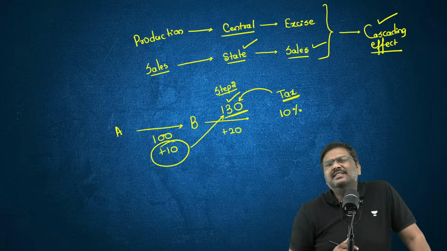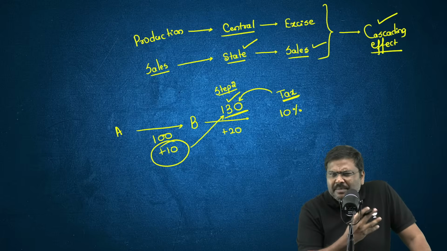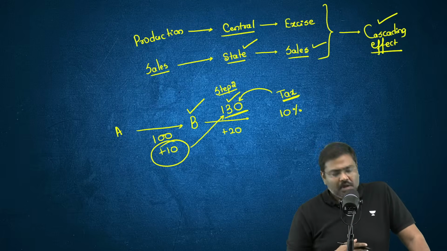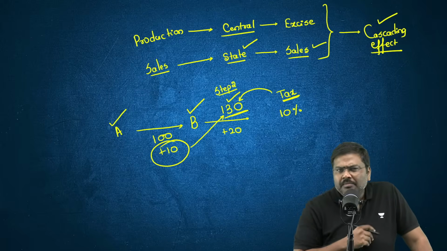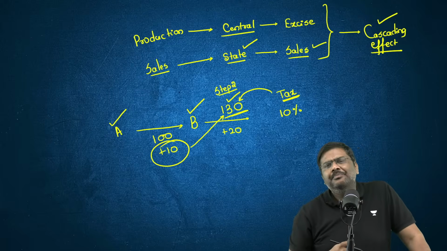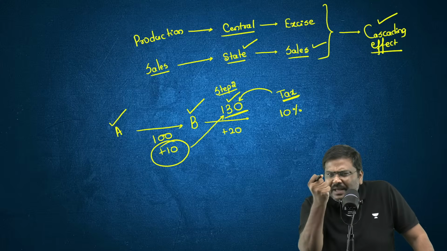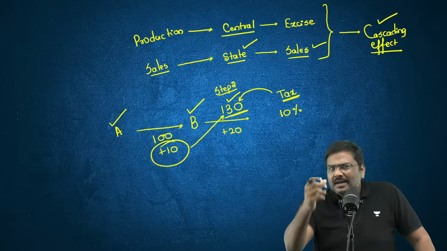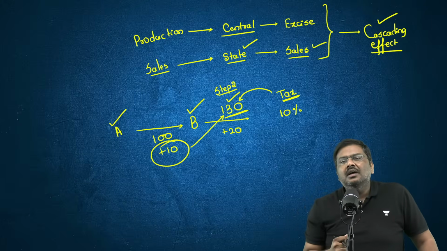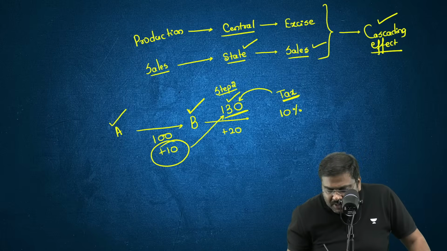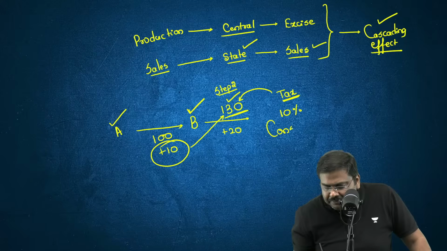Let's take the same example. Imagine you're the manufacturer B. You purchase inputs from A. Let's assume I am A. I will sell the inputs to you and I will collect 10 rupees GST from you. I'll collect input taxes.